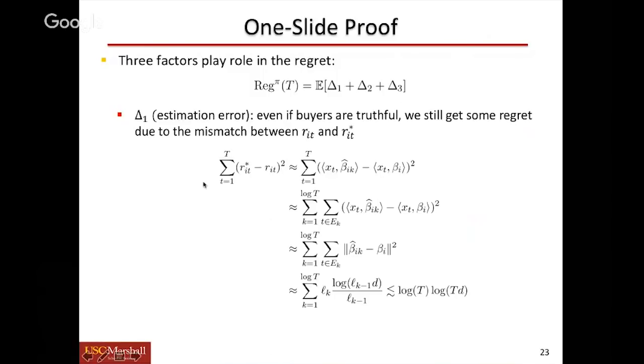And here I'm just splitting the sum over different episodes. You have log T episodes because the lengths are doubled each time. Then what we can show is that this estimation error is like log of L_{k-1} times d over L_{k-1}. So this is like the sample complexity that you get for the MLE.